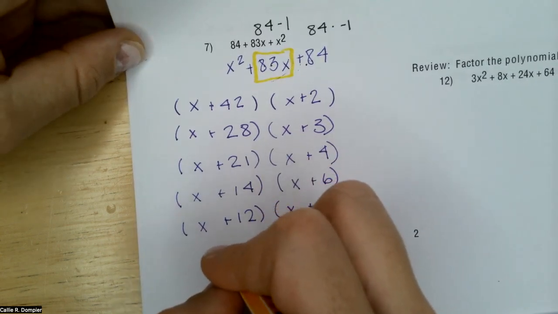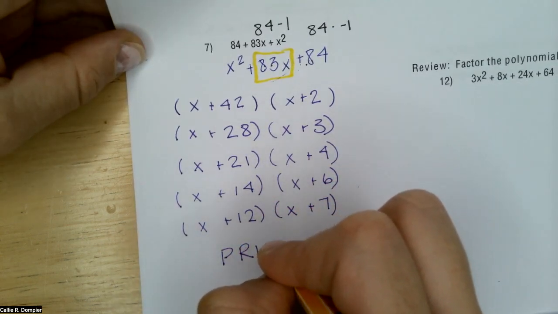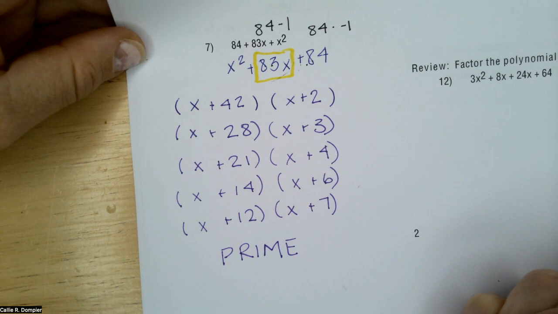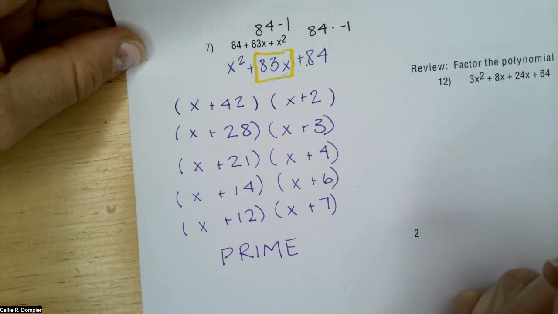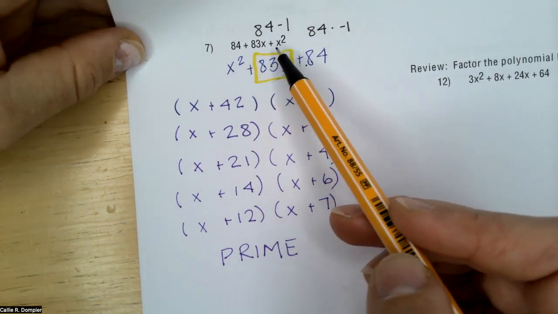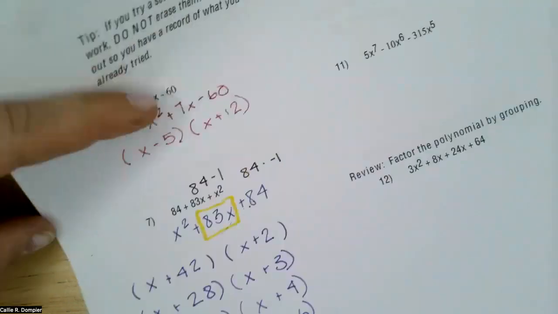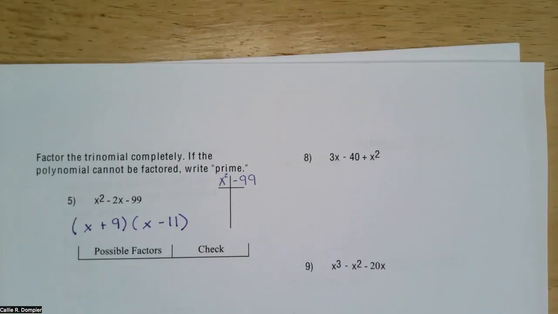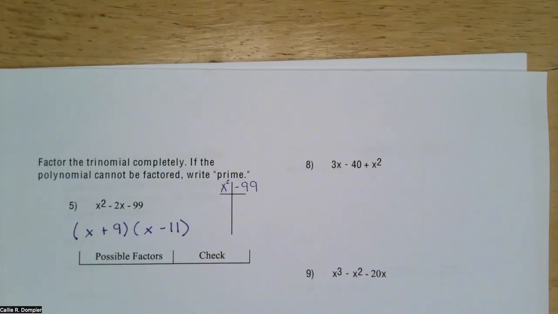So what we say is we tried them all and that this one is prime. There's no way to factor x squared plus 83x plus 84, nor is there any way to factor 84 plus 83x plus x squared. All right, number 8, 3x plus 40, or sorry, 3x minus 40 plus x squared.